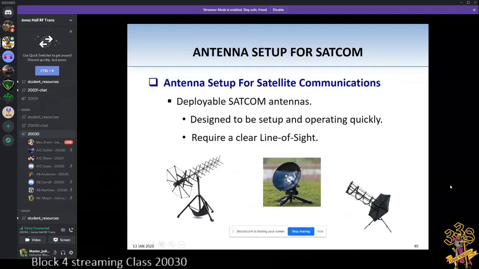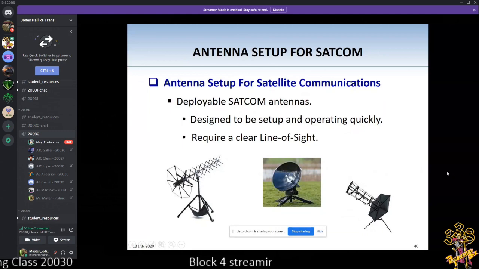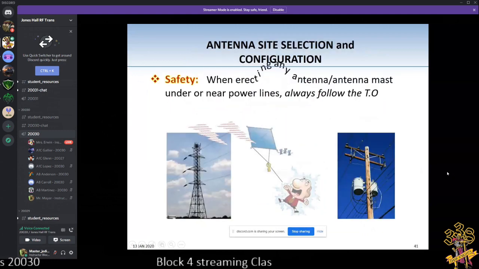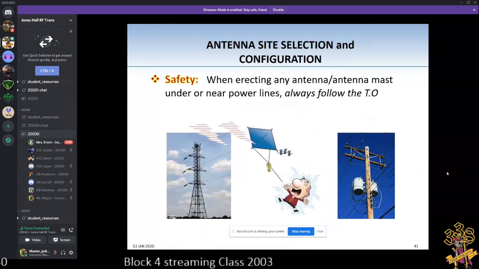So, satellite communications, SATCOM deployable antennas are designed to be set up and operating very quickly, but you do have to have a clear line of sight to the satellite. When erecting any antenna mast under or near power lines, always follow the TO.